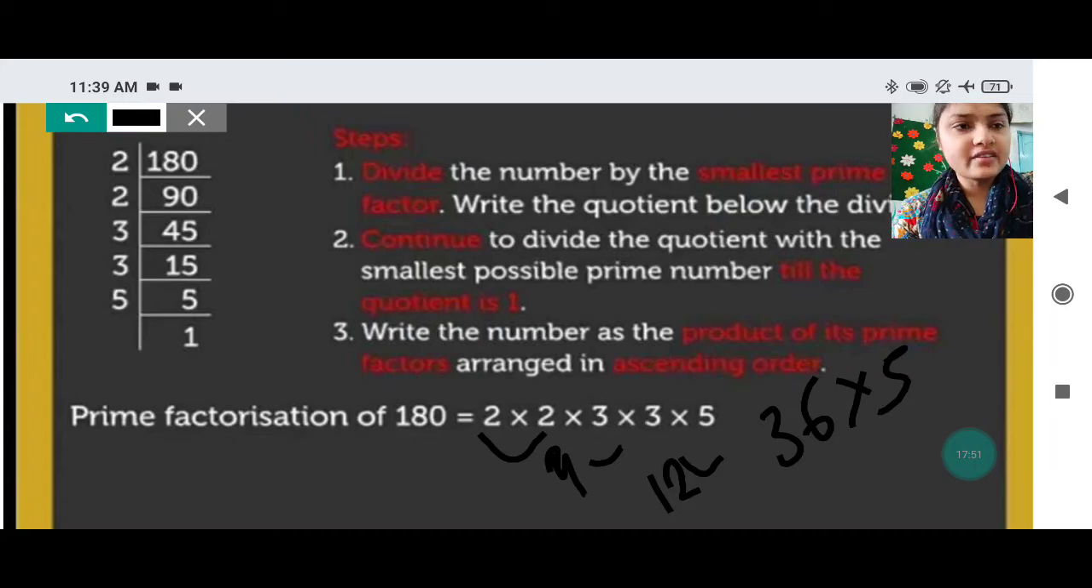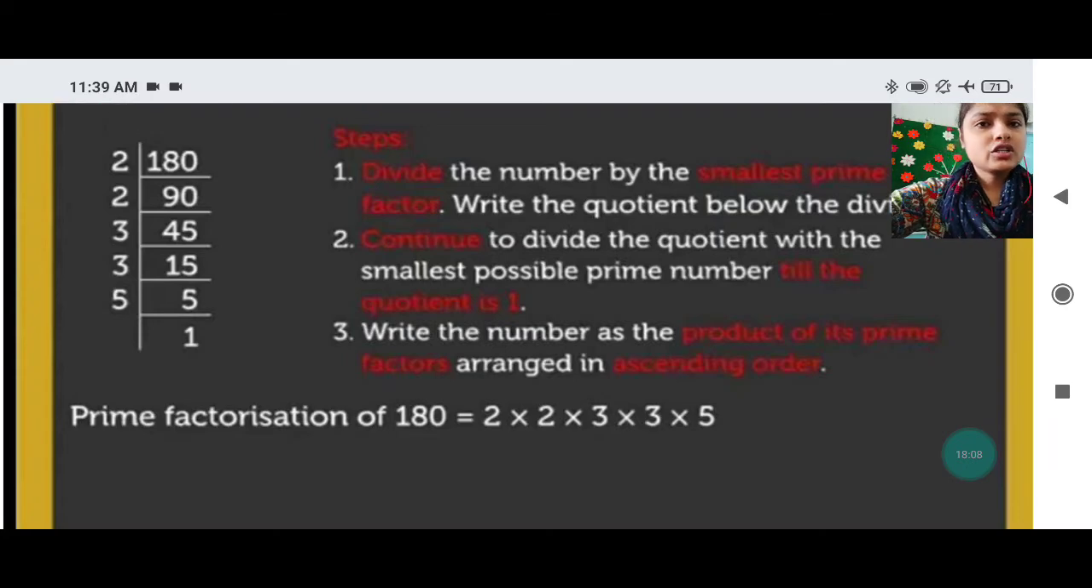No, this is only the prime factorization, and this is not the common factor, because two numbers we have not divided. Now we have divided only one, so there is no common in that. So this is just the prime factorization which we have done. When you multiply these, 36 into 5, you will get 180 only.